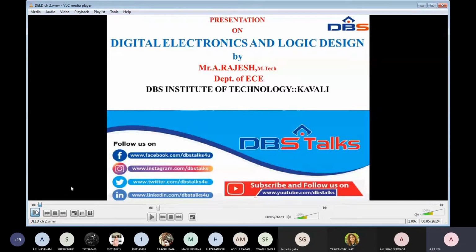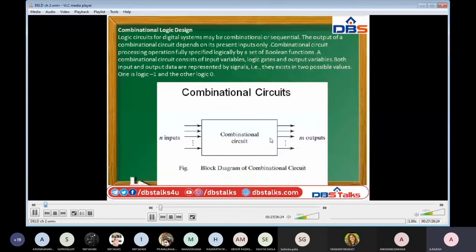In these sessions we have discussed Boolean functions, K-maps, Boolean minimization, and some more things. In this lecture, we are going to discuss our new chapter, combinational circuits. How will a combinational circuit perform, and what are its requirements? See here, combinational logic design.